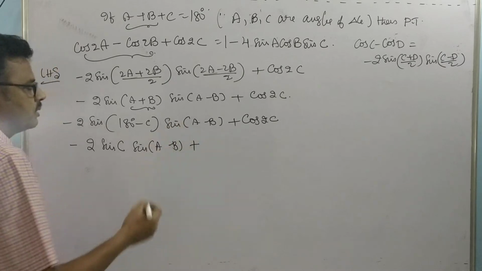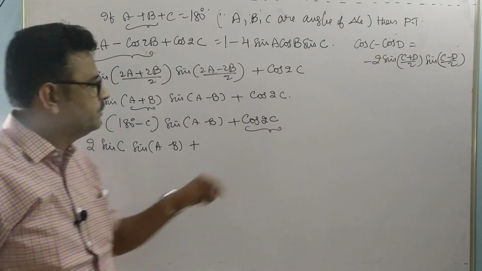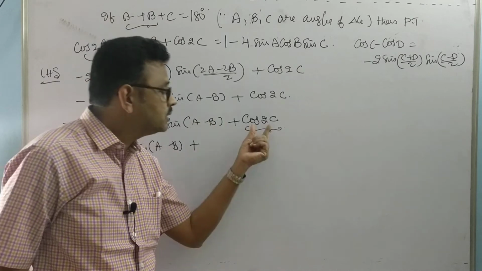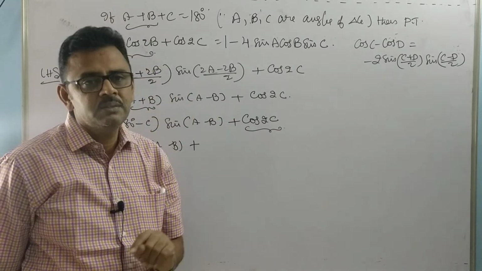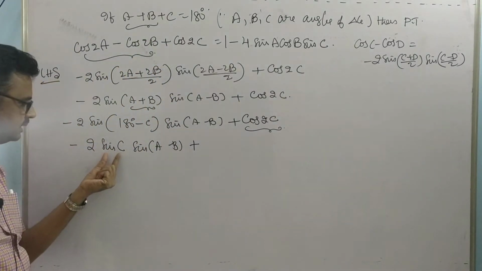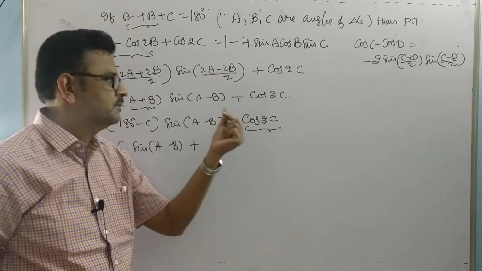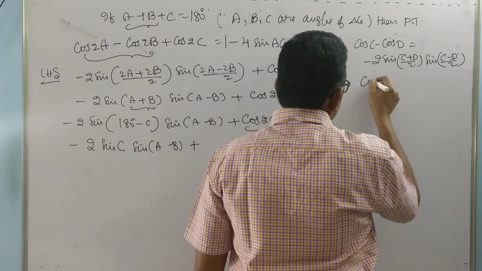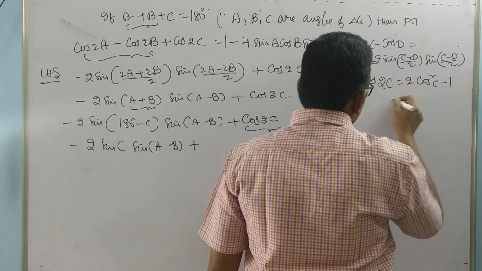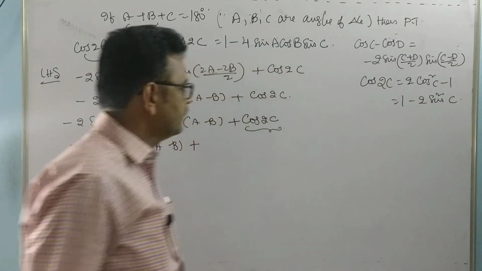Now cos 2C, there are 3 formulas. If it is sin 2C, we have only one formula, 2 sin C cos C. But cos 2C has 3 formulas. Which is suitable? It depends on the rest of the expression. You are having sin C, so you write the cos 2C formula in terms of sin. What about cos 2C? It is equal to 2 cos square C minus 1, or 1 minus 2 sin square C. So which is suitable? It depends on this.